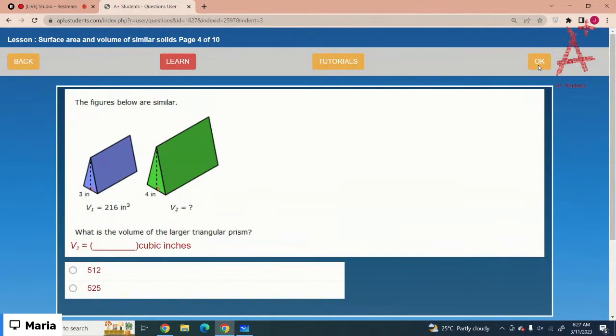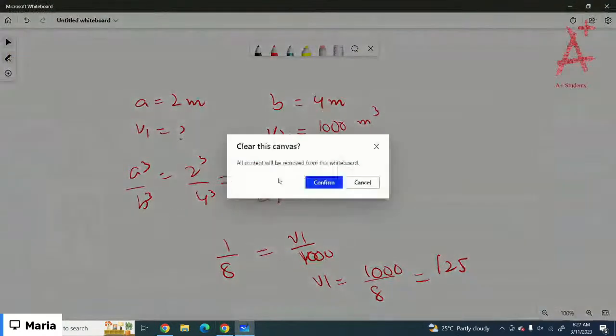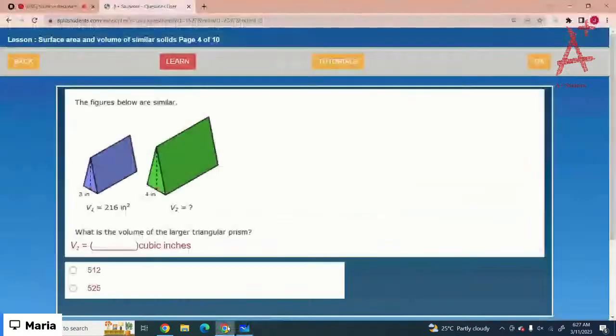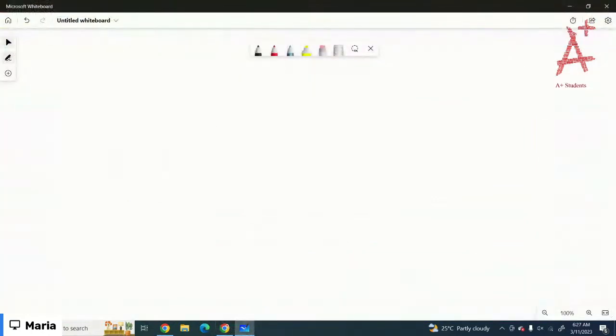Okay, the next one is: the figures below are similar. What is the volume of the larger triangular prism? You have to calculate the volume. The sides are 3 and 4, A equals 3, B equals 4, and the volume equals 216. You have to calculate V2.